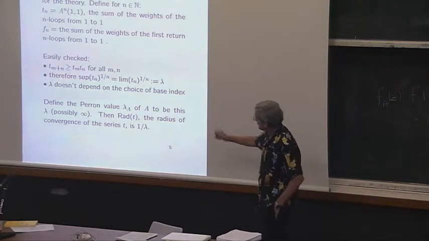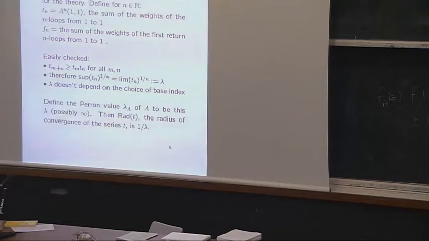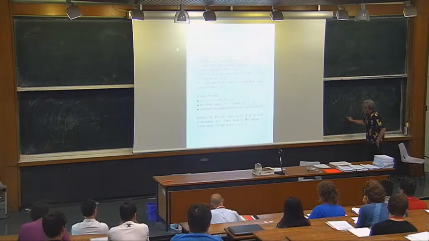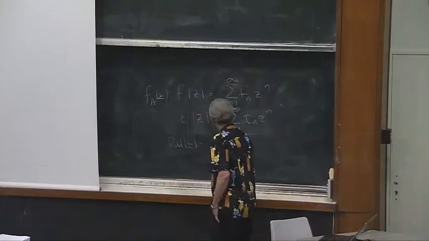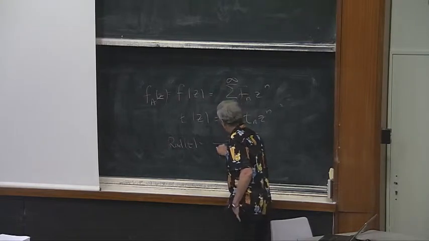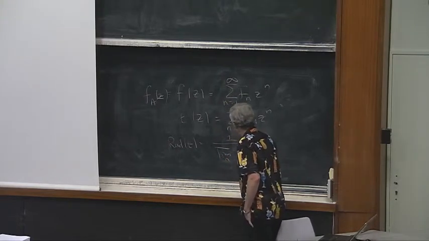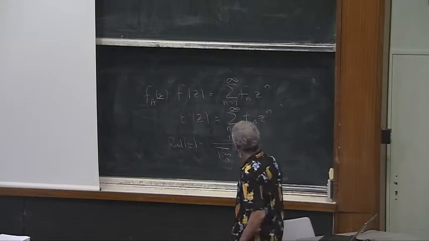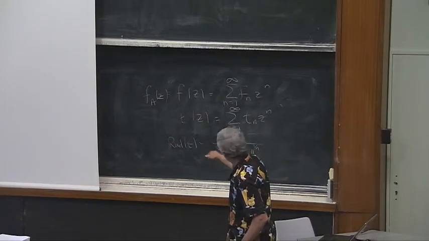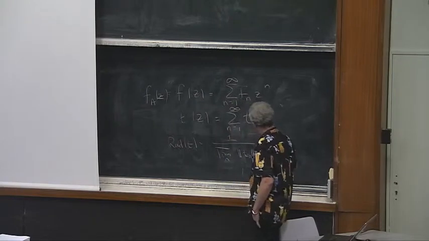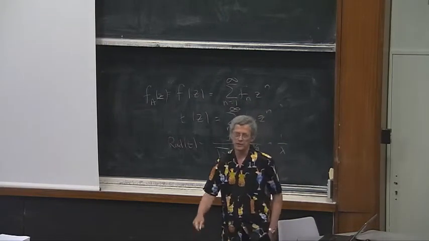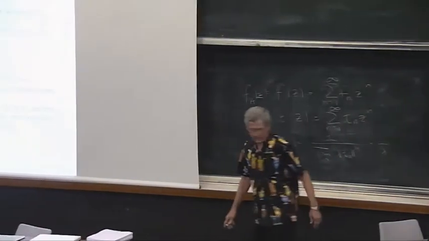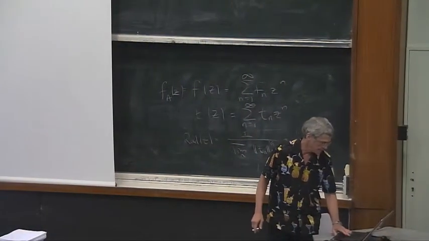Now the radius of convergence of this series T, of course, the radius of convergence of a series is going to be the reciprocal of the growth rate, the lim sup over n, of the nth root of the coefficients by Hadamard. And this radius of convergence, by definition of lambda, is 1 over lambda. Okay, so we have a formal power series, but it also has a radius of convergence as a function from the complex plane to the complex plane.